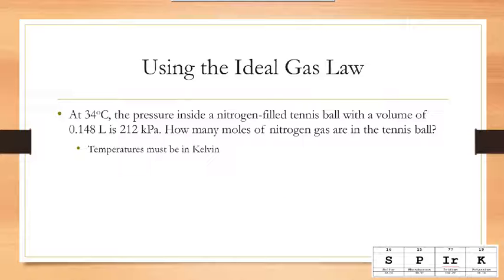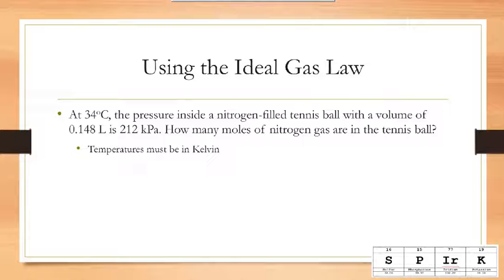So let's use the ideal gas law. At 34 degrees Celsius, the pressure inside a nitrogen-filled tennis ball with a volume of 0.148 liters is 212 kilopascals. How many moles of nitrogen gas are in the tennis ball?